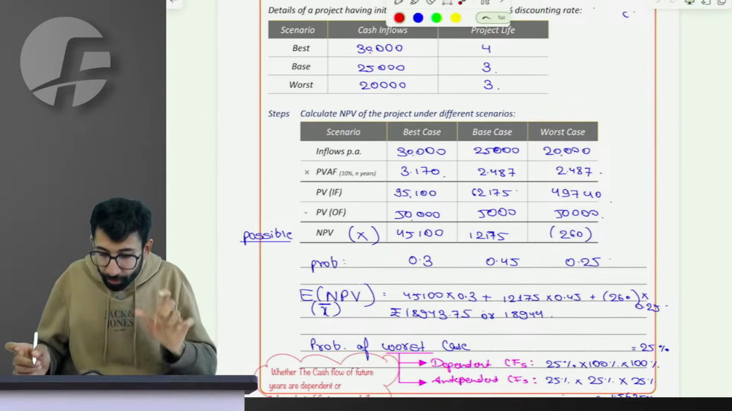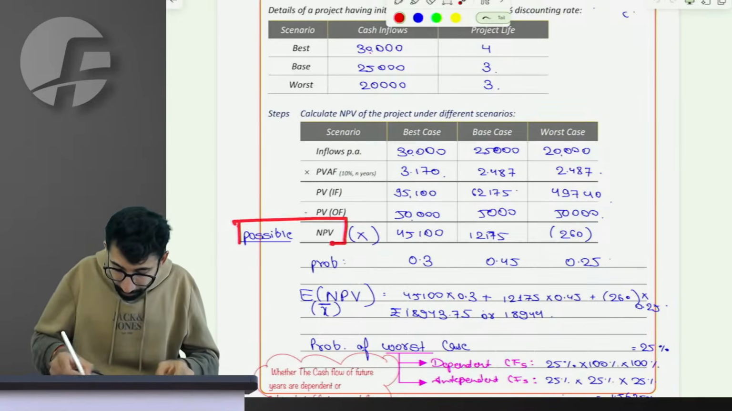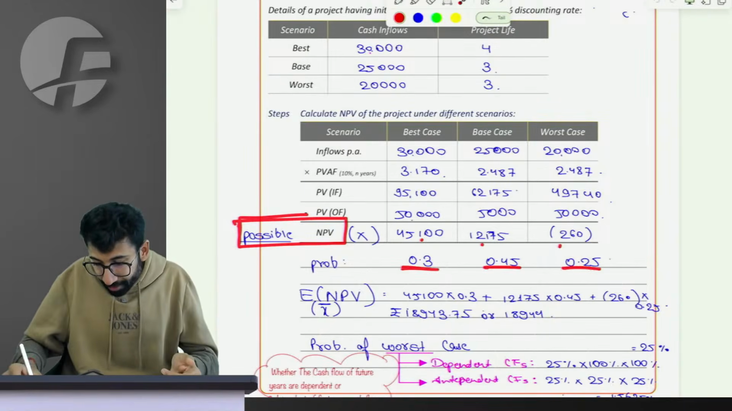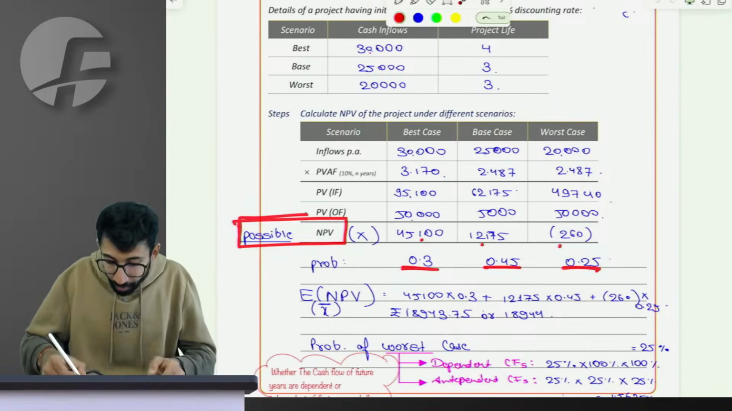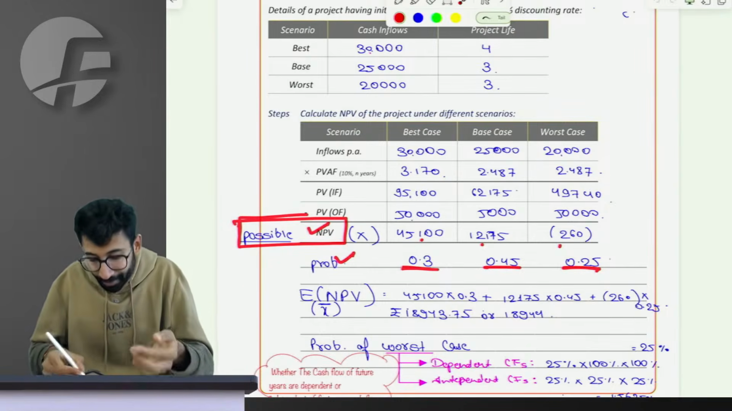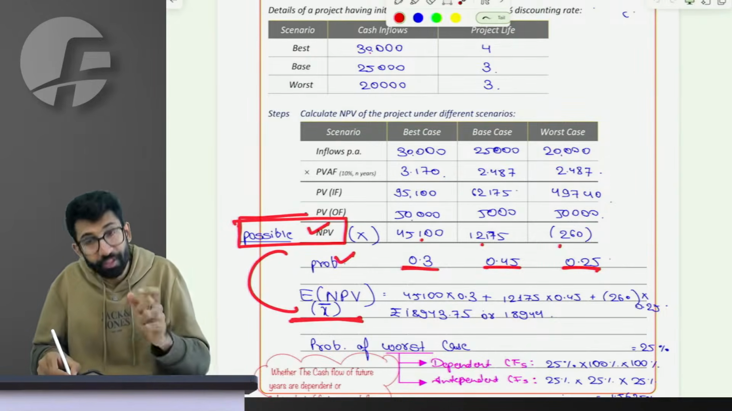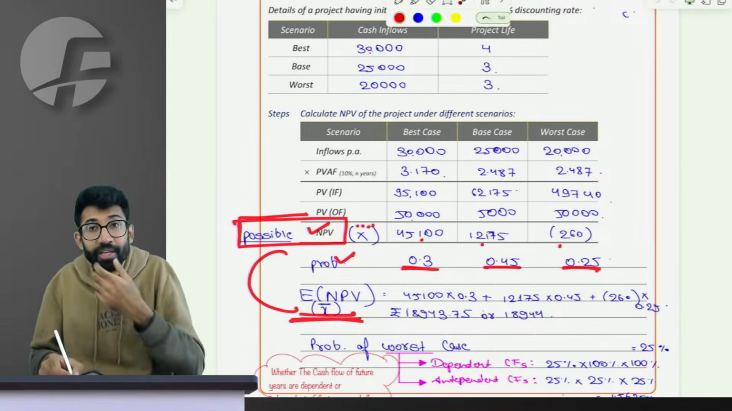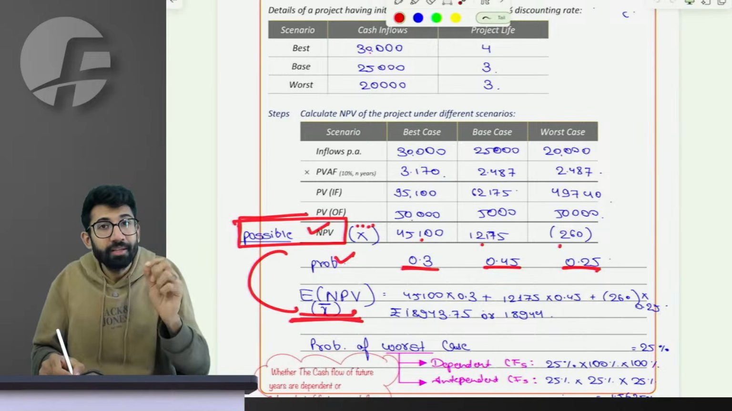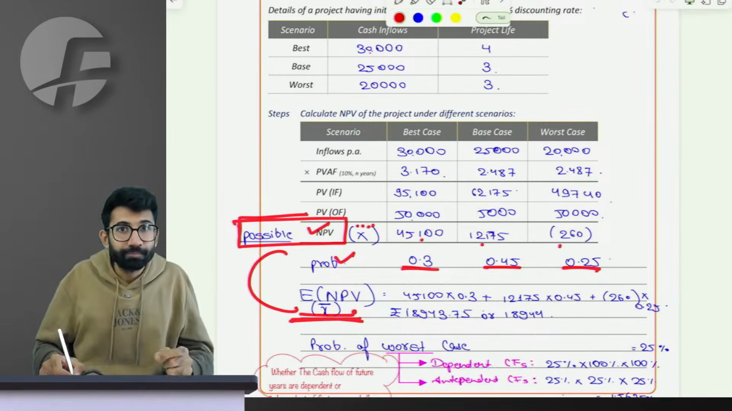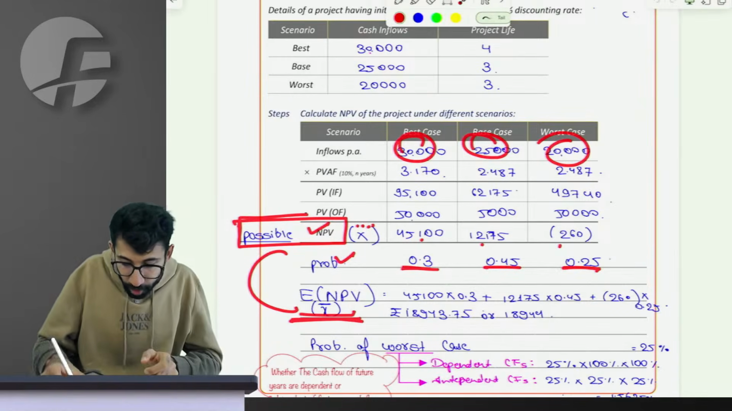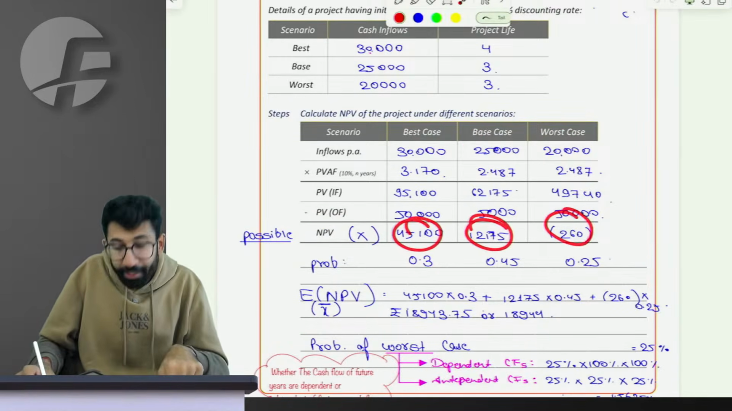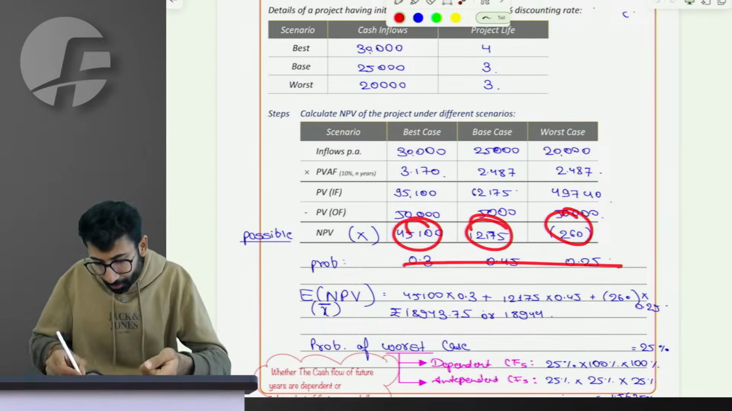Do you agree? These are the possible NPVs you can have. The probabilities of which are 30, 45 and 25%. So if you have the possible NPVs with their probabilities, can you have the expected NPV, which is X bar? If possible NPV is X, the expected NPV would be X bar. People in the class, are you all able to connect to what I'm saying? Rather than averaging the cash flow and then calculating NPV, we will now first calculate NPV and then take its average to find the expected NPV.